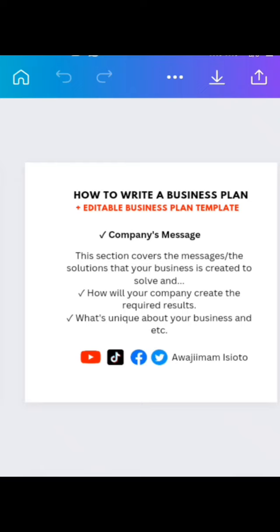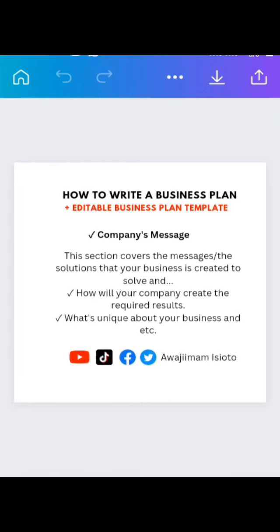Now the next part, which is the second one, is the company's message. The company's message covers all of the solutions you'll be providing, whatever your business is all about in terms of your expected results. What's unique about your business? You need to talk about that. Your mission statement, your idea of your business. This is what your company message is all about.